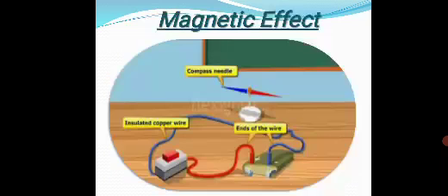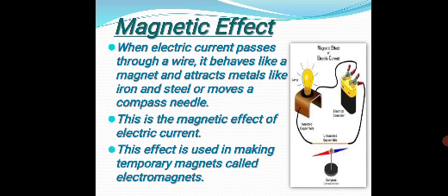Current also has a magnetic effect. When electric current passes through a wire, it behaves like a magnet and it attracts metals like iron, steel, or even moves a compass needle. This is called the magnetic effect of electric current. This effect is used in making temporary magnets, which are commonly known as electromagnets. These were the effects that we discussed in this session.